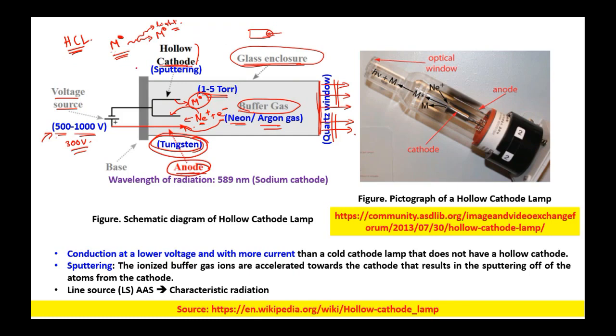So in this case, suppose I have to analyze sodium ions in a solution, suppose I give you pond water and ask you to find out the sodium ions. What you will be doing is using the sodium hollow cathode lamp. If I ask you to find out potassium, then you have to use a potassium hollow cathode lamp, and so on. So why is this so?